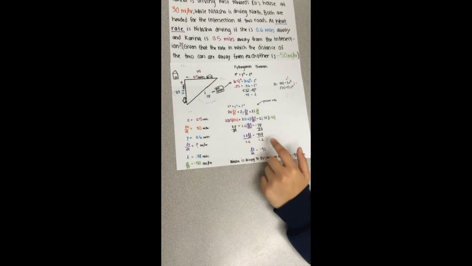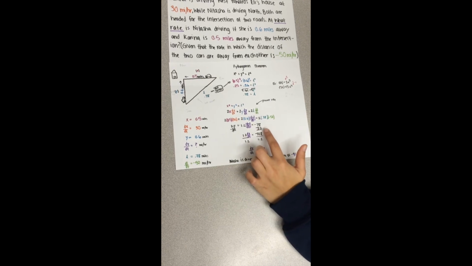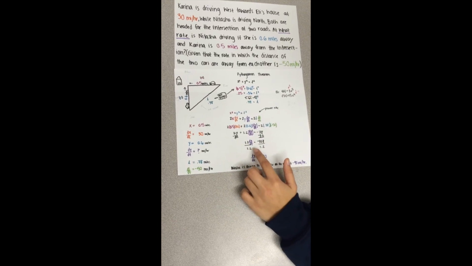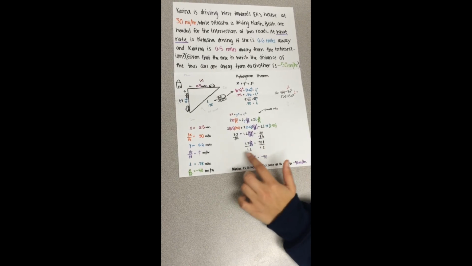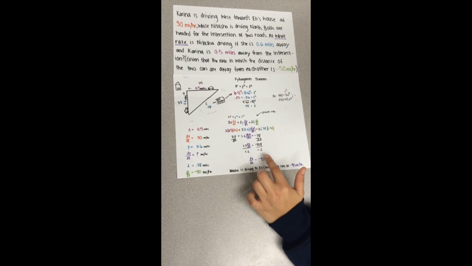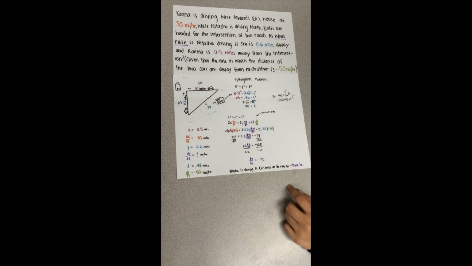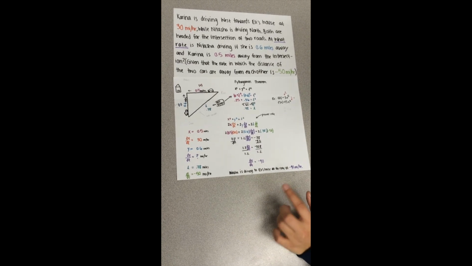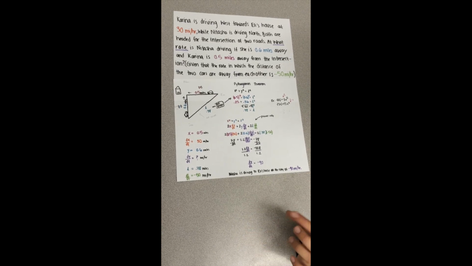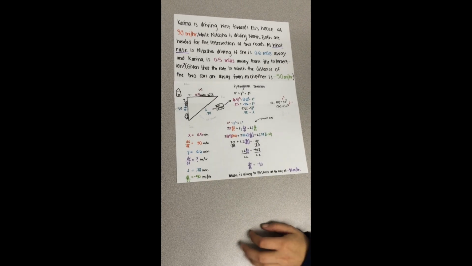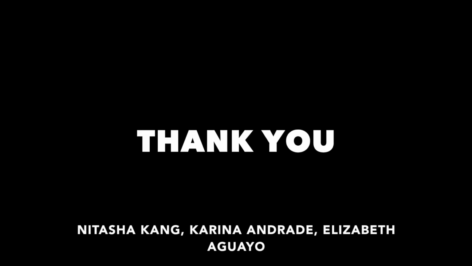So once we have that, we subtract 30 from both sides, and we have 1.2 d of y over d of t equals negative 108, and we divide by 1.2 on each side, and at the end we get d of y over d of t equals negative 90. So what does this mean? This means that Nitasha is driving to Ellie's house at the rate of negative 90 miles per hour.